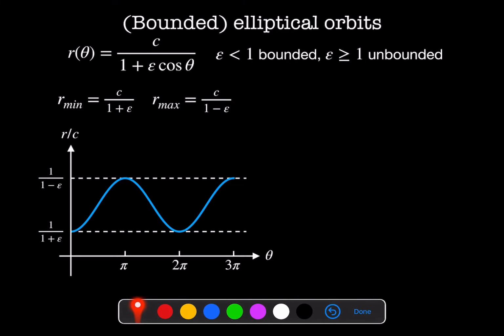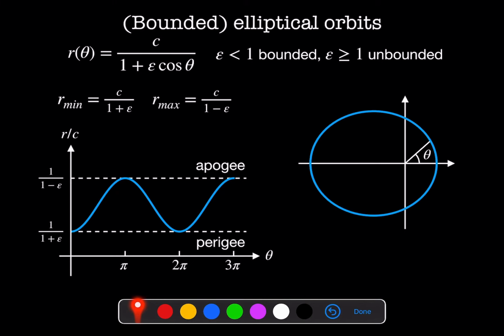That's going to give us this type of cyclic repeating behavior where at theta is equal to 0, we start at R min, which is the distance of closest approach, and then at theta is equal to pi, we end up at our farthest position, and then so on and so forth. The distance of closest approach is called perigee, and the farthest distance is called apogee. And this is going to give us an elliptical orbit.